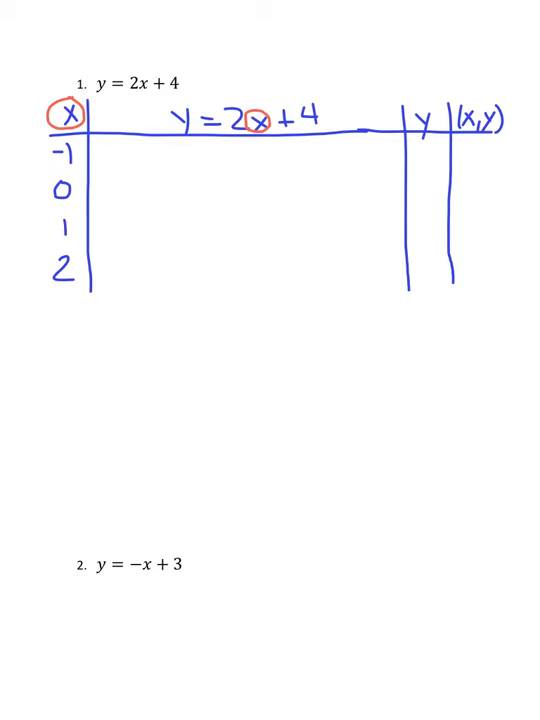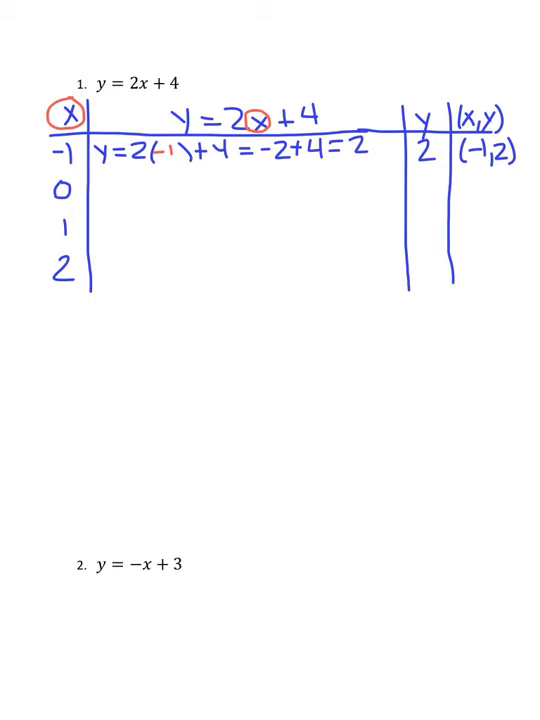So for the -1, when x is -1, I have y equals 2 times this -1 plus 4, right? Order of operations says it's 2 times -1 is -2 plus 4. -2 plus 4 equals 2. So when x is -1, y is 2. So my y column has a 2 in it. And then we're going to write the ordered pair, -1, comma 2. That's the point we're going to plot. All right, and then we're going to do that 3 more times.